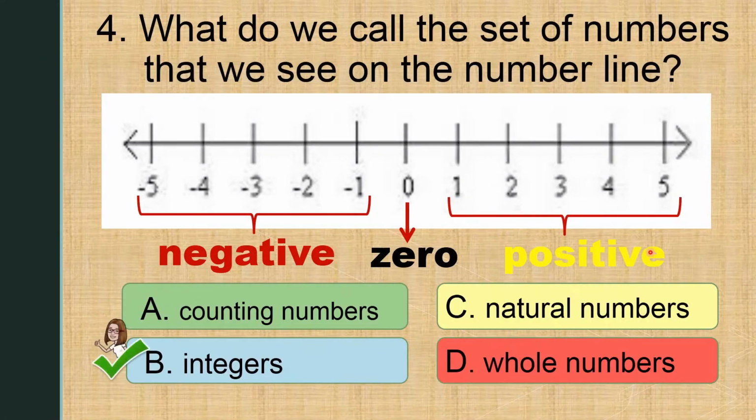The correct answer is B. Integers. Yes, the integers are made up of the positive numbers, the 0, and the negative numbers. 0, of course, is neither negative nor positive.